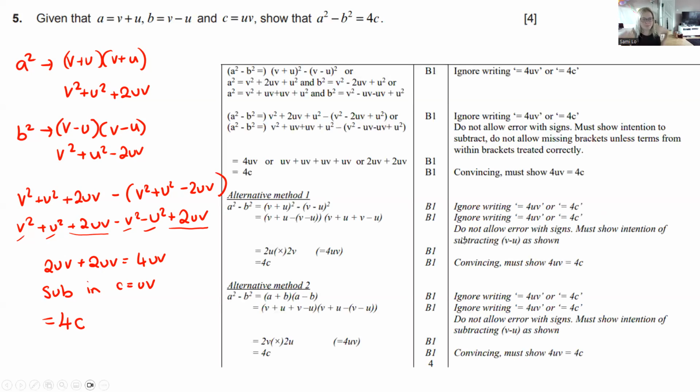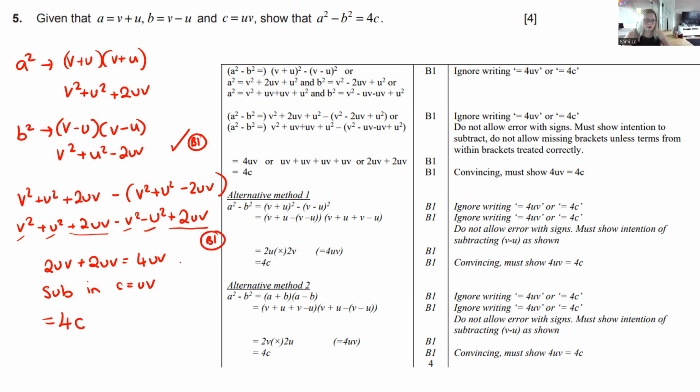Mark scheme. Okay, so you get B1, so that's your first mark for writing out the fact that we got a squared and b squared. So we've covered 1 mark there. And then we got our second mark for taking them away, which is what we did round about there.